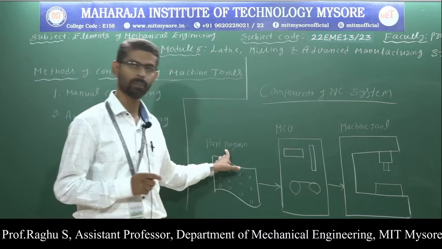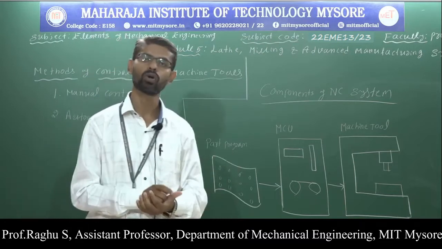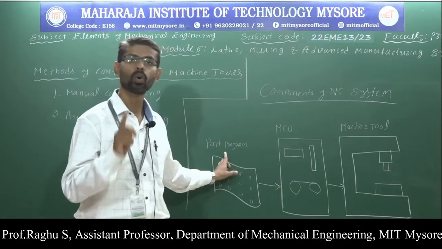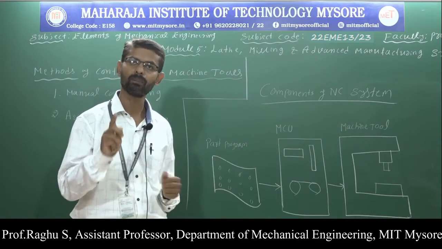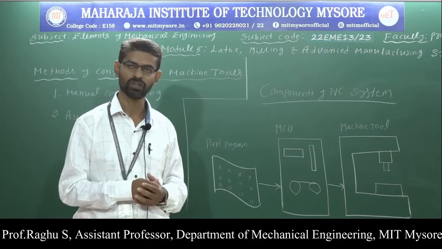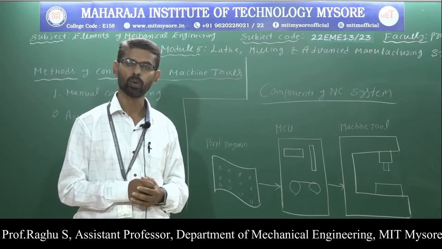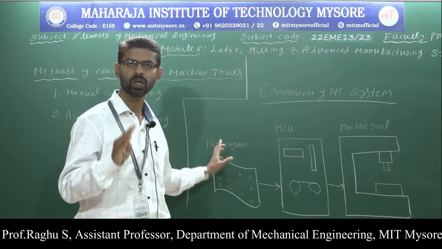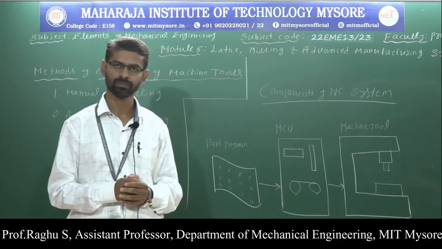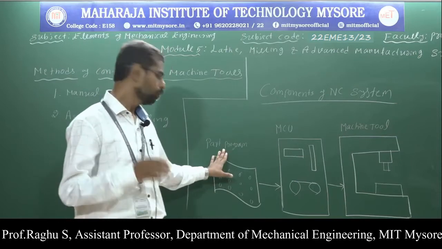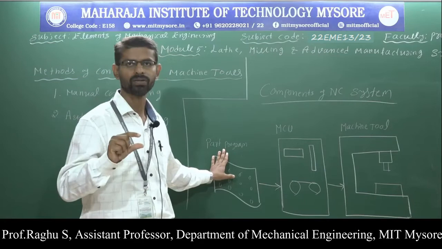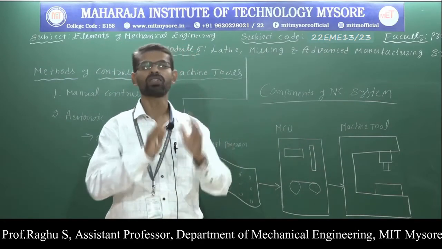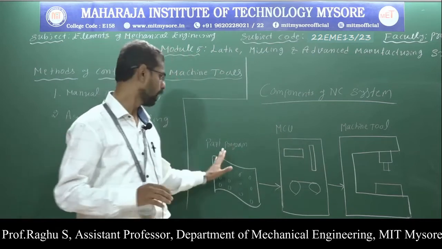The first one, part program. Part program is also called program of instruction. It is written in coded form. It is written by a person who is familiar with coded instruction. He is called a part programmer. Part program contains all the information required to produce components. It consists of step-by-step commands which tell the machine tool what is to be done and in what sequence. So this is about part program.